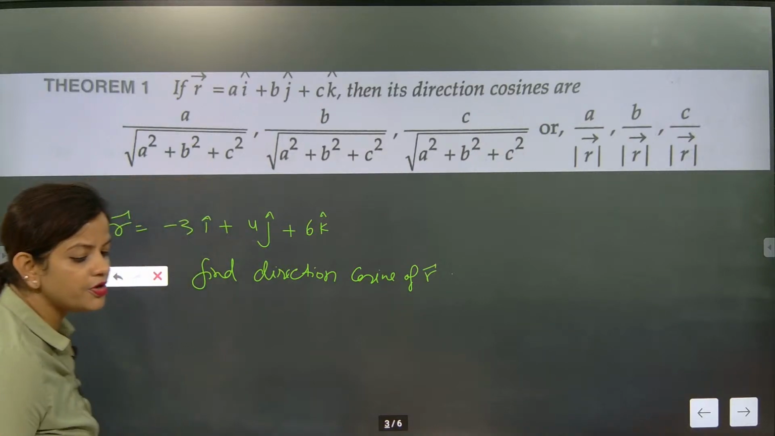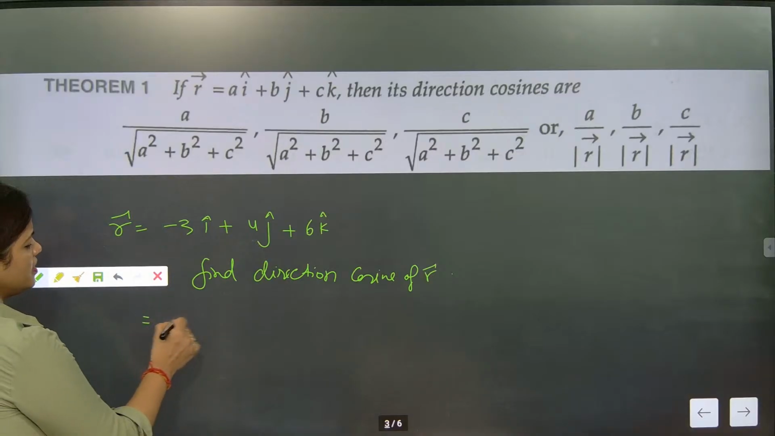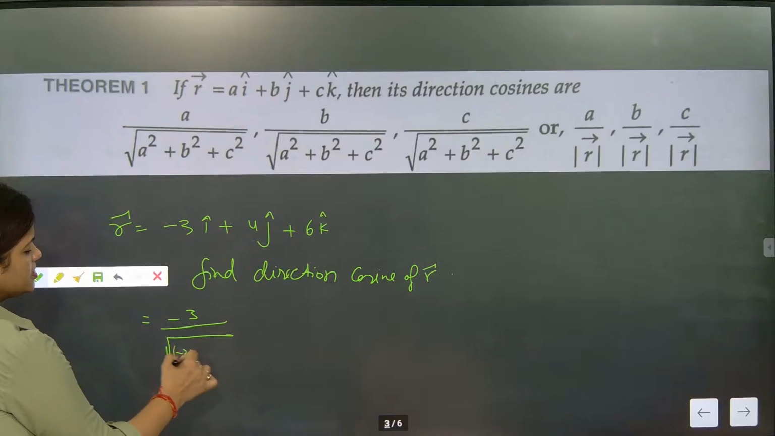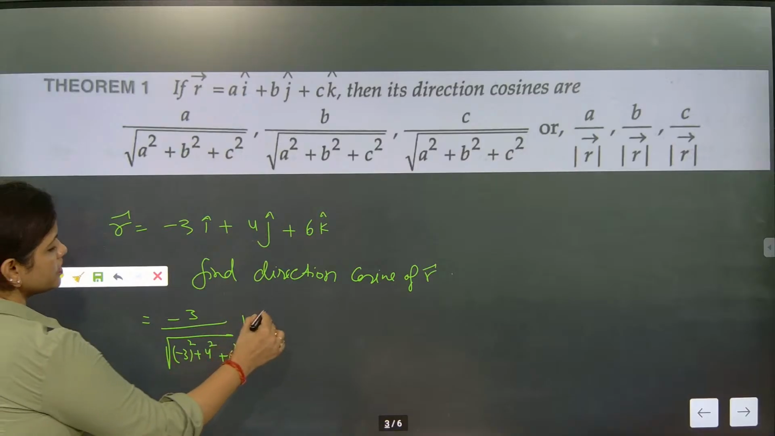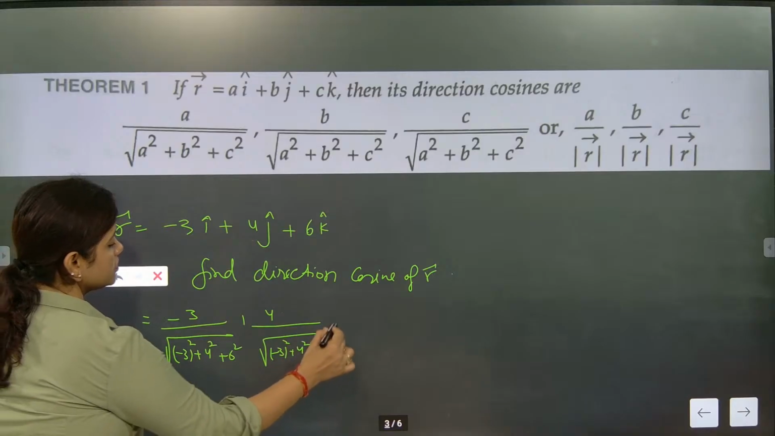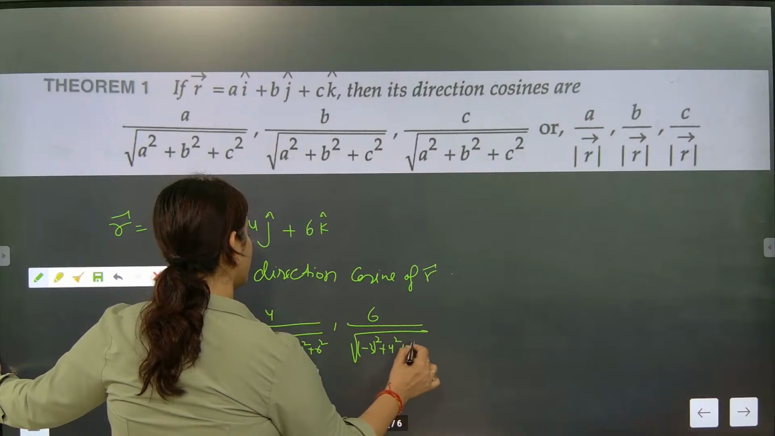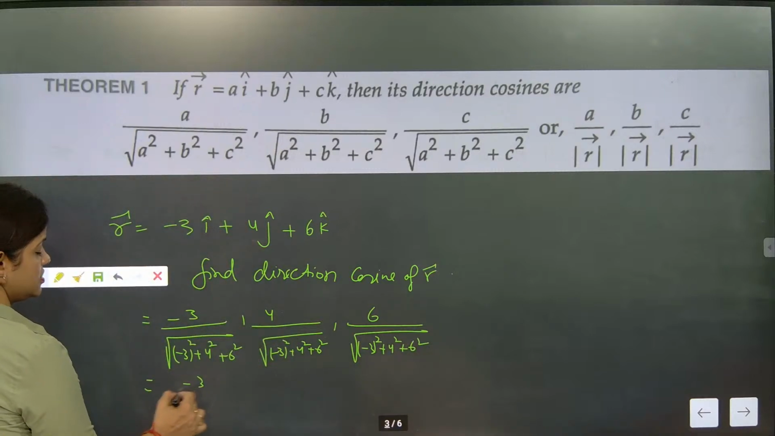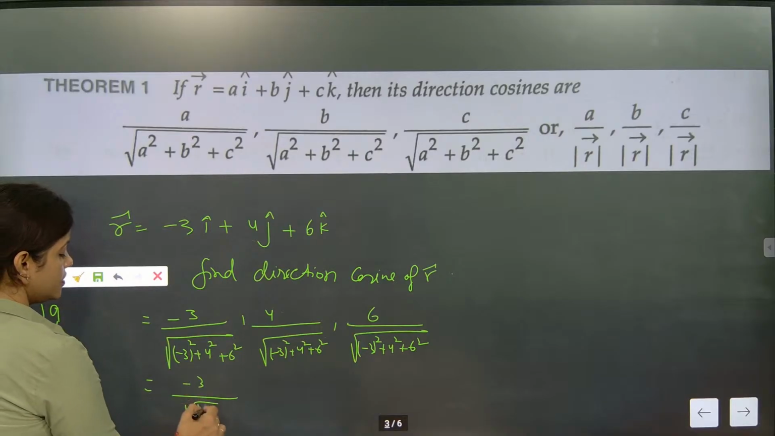Start solving. What are you going to do here? Simple method. Minus 3, what are you going to write? Minus 3 by root under minus 3 square plus 4 square plus 6 square. Then another direction cosine: 4 by root under minus 3 square plus 4 square plus 6 square. Next, 6 by root under minus 3 square plus 4 square plus 6 square. What is the answer coming here? Minus 3 by root of 9 plus 16 plus 36, that is 9 plus 16 plus 36, root 41.